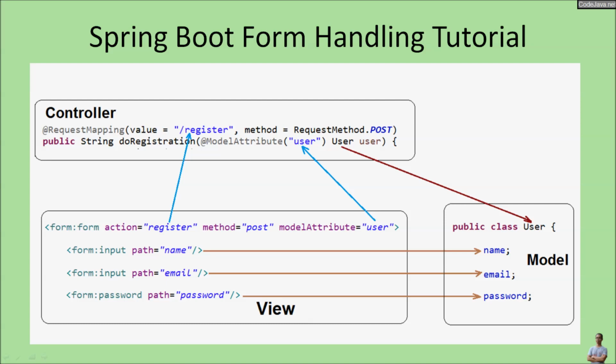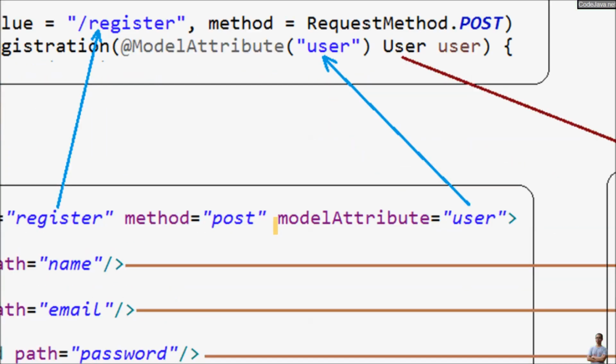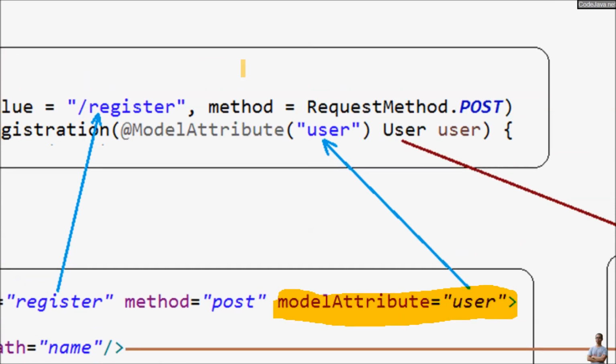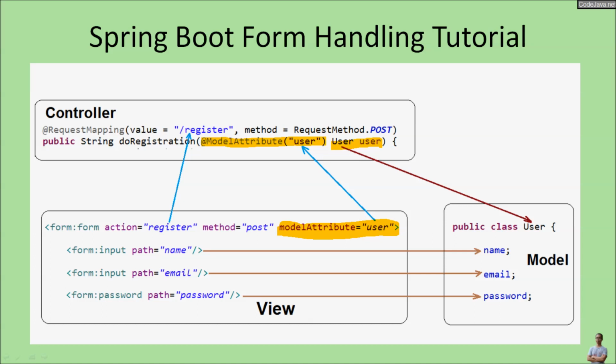And note that in the form tag we must use a modelAttribute to specify the name of an attribute in the model, and this name must match the name in the handler method parameter. Here we use a ModelAttribute annotation and the name user here, and this is the type and variable name of the model class User. Okay, so that's pretty simple to handle form submission, handle a form in Spring MVC using Spring Form tags in JSP.